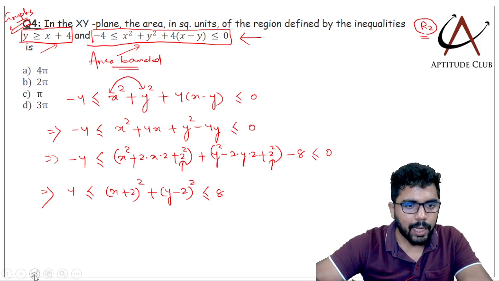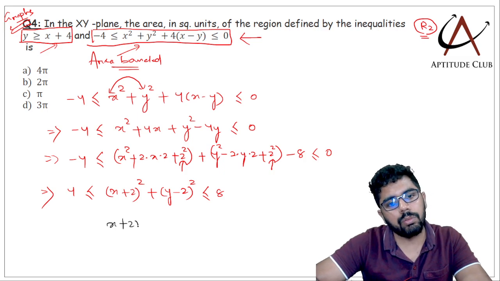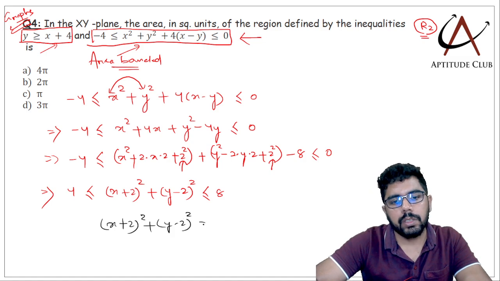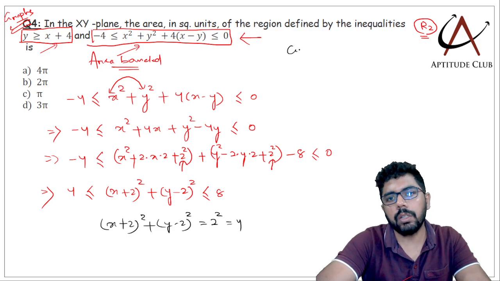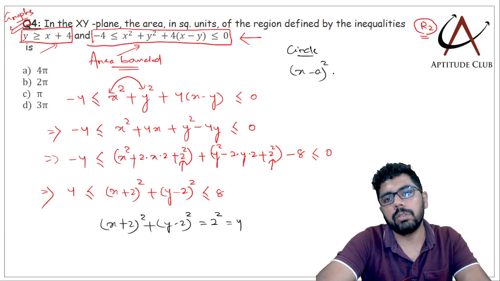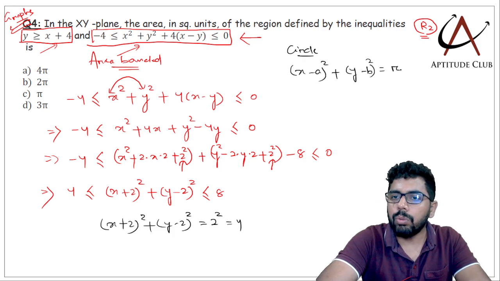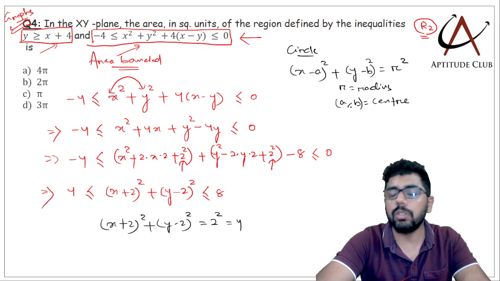Basically, I have two circles. On one side I have x plus 2 whole square plus y minus 2 whole square, which is equal to 4, that is 2 square. Because the standard form of a circle equation is x minus a whole square plus y minus b whole square is equal to r square, where r is the radius and a and b is the center. Basically represents the coordinates of the center.